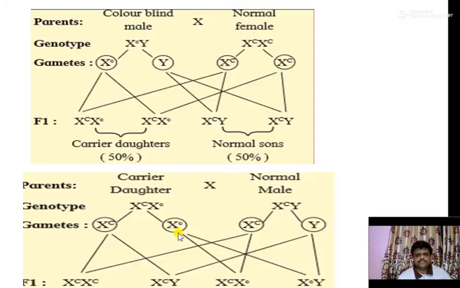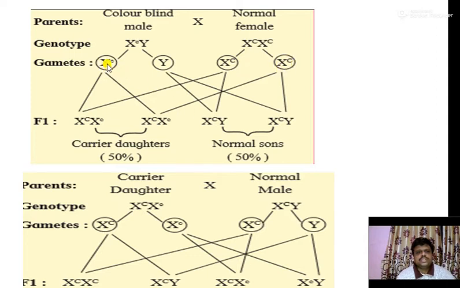Let us see an example. When this colorblind male marries a normal female, the gametes produced would be XC and Y. This female will produce two gametes, both X, which are normal gametes with no recessive gene. This one is a dominant gene, and this one is also a dominant gene.